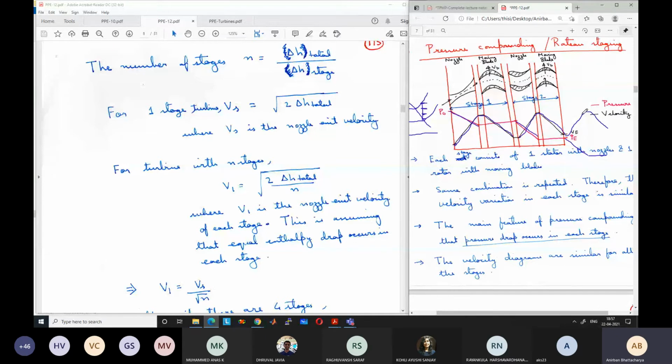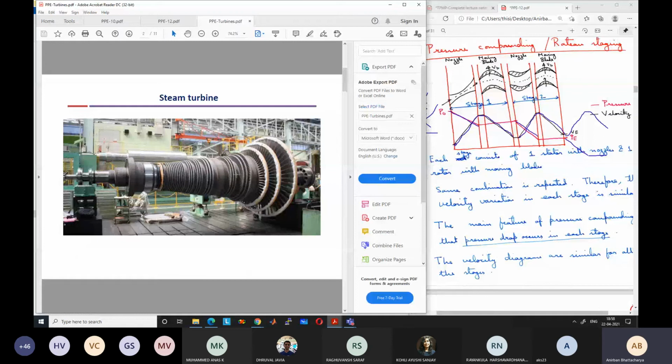Still, the velocity will change because the mean blade velocity VB is still changing. So a lot of things are involved in the actual calculation. When you are actually designing a turbine, things are much more complicated. But in our course, we will assume that velocities remain similar in all the stages, and the blade length is increased to cater to the increasing specific volume. So this is for the pressure compounded turbine.